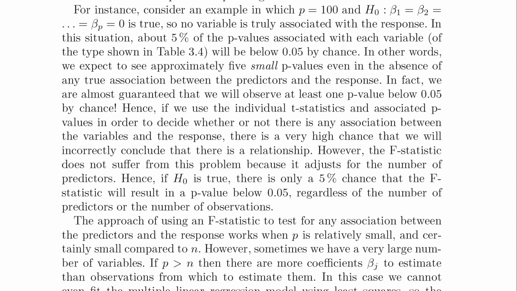And the null hypothesis that each of the parameters is 0 is true. So what would this mean? This would mean that no variable is truly associated with the response. In this situation, about 5% of the p-values associated with each variable of the type shown in table 3.4 will be below 0.05 by chance. Right.